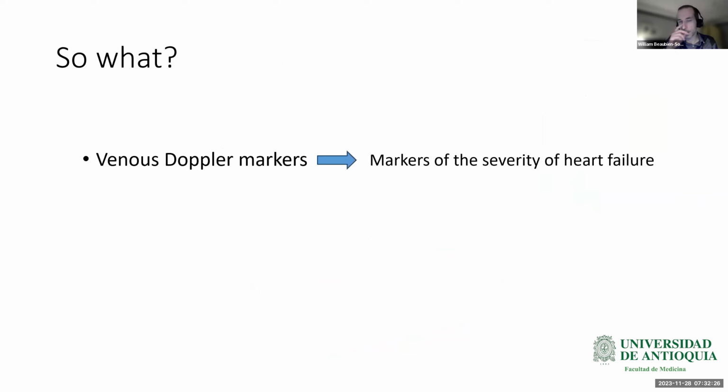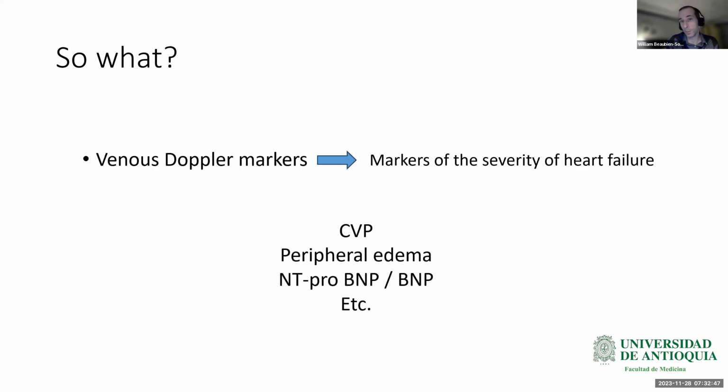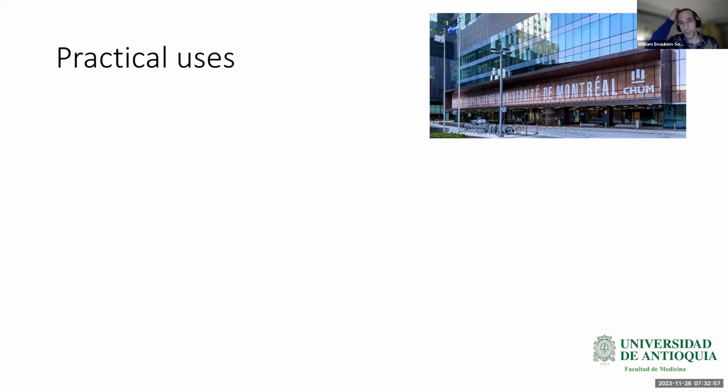So as Dr. Huard said earlier, it's not sufficient to make the correlation between those venous Doppler markers and adverse outcomes, because they can only be representative of the severity of underlying heart failure, and they could be equivalent to other signs such as CVP, peripheral edema, or natriuretic peptide. So we can wonder how these signs can be integrated in our decision process while managing heart failure patients.